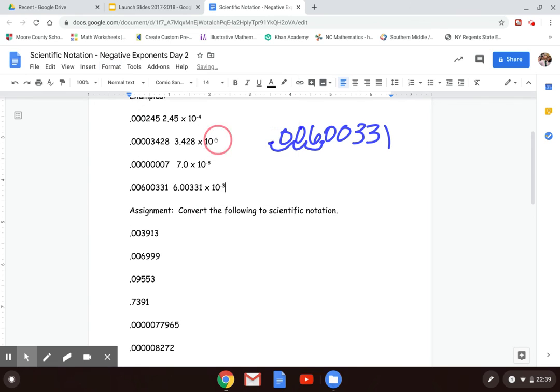So what you're going to do for today is the assignment part that says convert the following to scientific notation. All you're going to do is insert the decimal like you've seen me do above, move it till you have one number to the left, and then your exponent will be a negative exponent since all of these decimals are being moved to the right. Your exponent is going to be equal to the number of places that you moved your decimal.